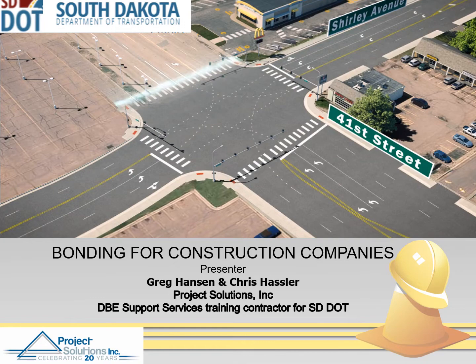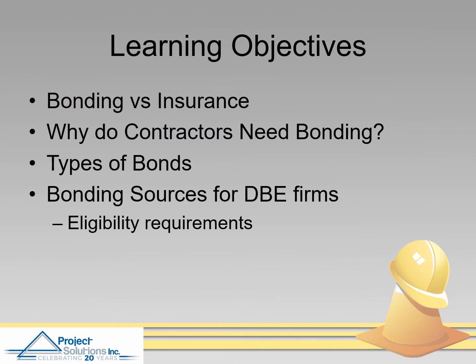So today we're going to be talking about a topic that comes up often for construction companies. We're getting started somewhere where it's new, otherwise it's a topic that needs to be visited. Our learning objectives here are to discuss the difference between bonding and insurance, and why contractors need bonding. Does the business down the street need bonding? Probably not. We also need to talk about the different kinds of bonds that contractors will come across. Then Chris will get into bonding sources for DBE firms, some of the eligibility requirements.